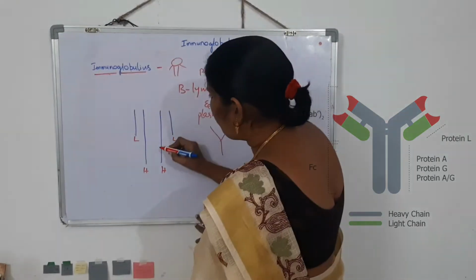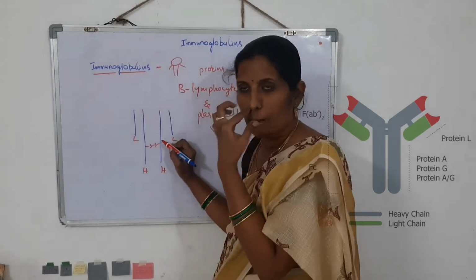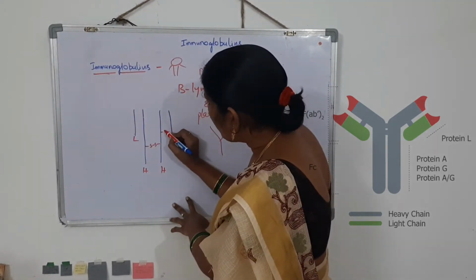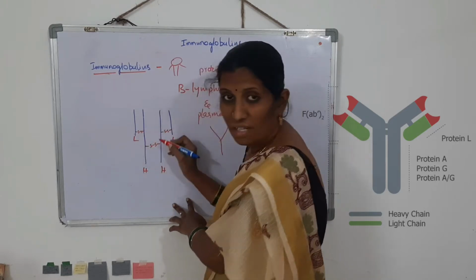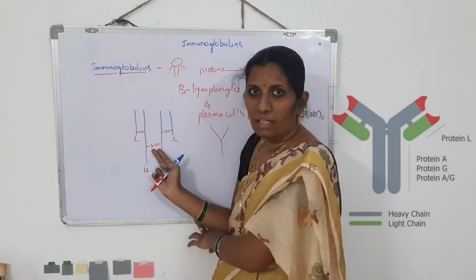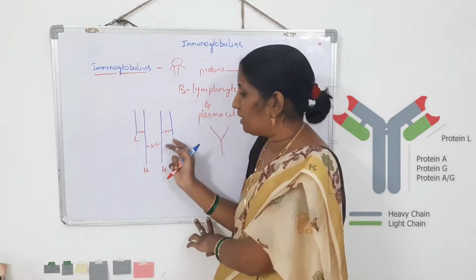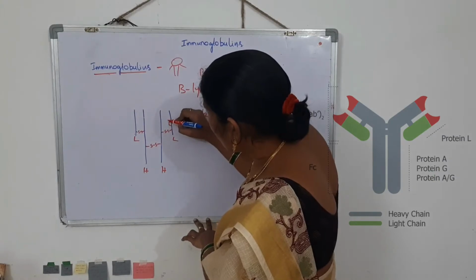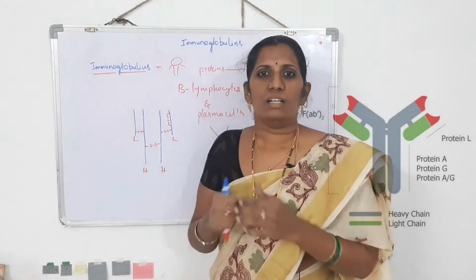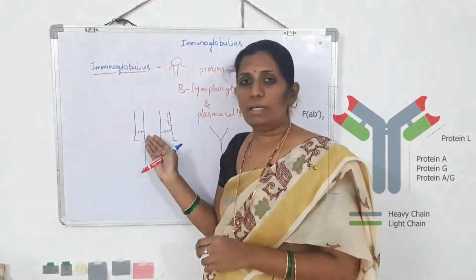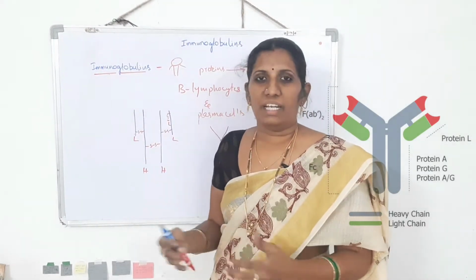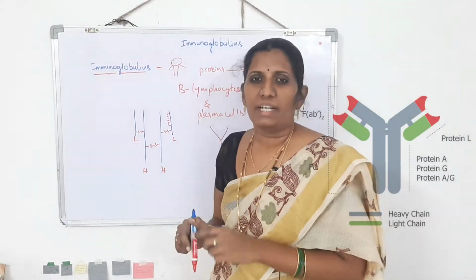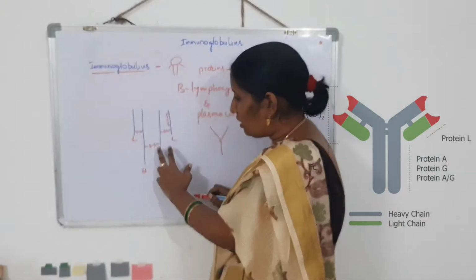So they will form disulfide bonds between the two heavy chains and between the light chain and heavy chain. See this carefully, Nana. The disulfide bonds are made between two heavy chains, and also between one heavy chain and one light chain, and they also form within the same chain. For strong bonding, they form disulfide bonds within the chains and between the chains. These are called intra-chain disulfide bonds and inter-chain disulfide bonds. Inter-chain means the bond formed between two different chains.